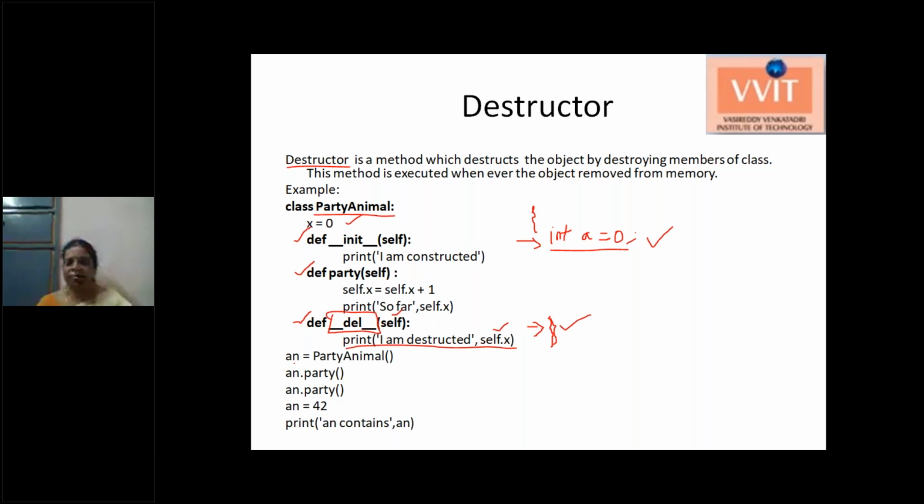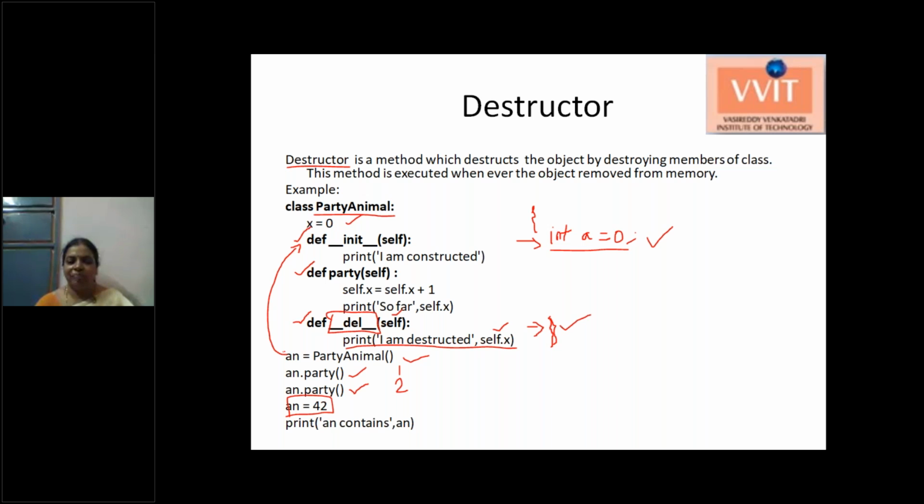Okay. Now let's see how this is executed. An equals to party animal. It creates the object, and at the same time it calls the constructor of the class also. And now I'm calling the party function 2 times, so it shows 1 and 2 as the x variable values. Now here, just observe this. Here we are assigning an equals to 42. Okay, what happens here?